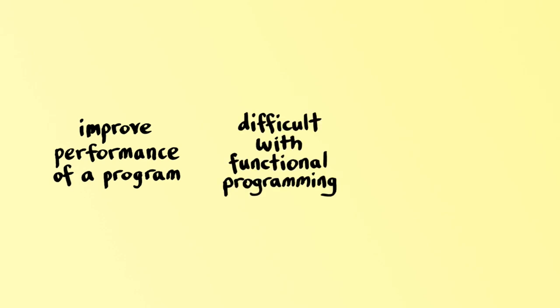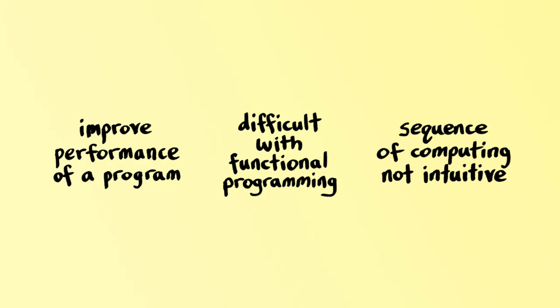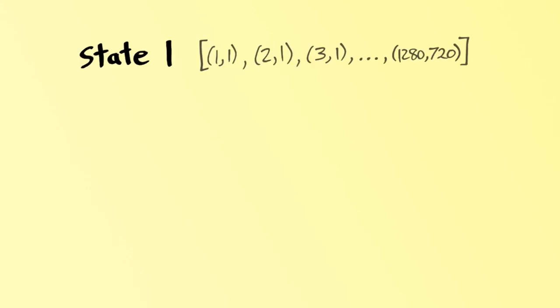Assuming you choose the right tool for whatever job, of course, sometimes you do want to improve the performance of a program. That can be difficult with functional programming, because the sequence of computing might not be intuitive. Consider, for example, the ray tracer again. We think of the first state being a list of pixel index pairs starting with 1-1, then 2-1, then 3-1, etc., up to 1280 by 720 if that's the resolution we choose.